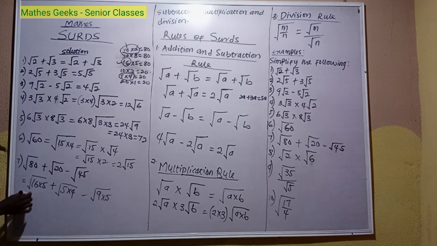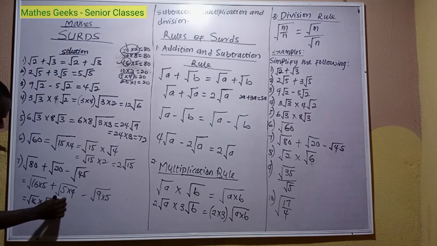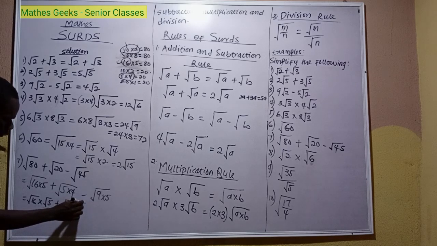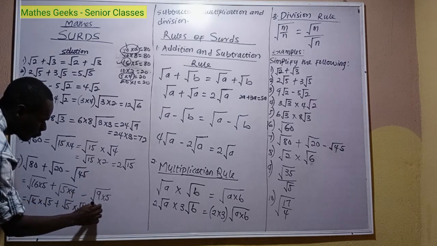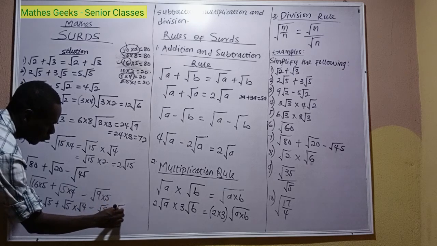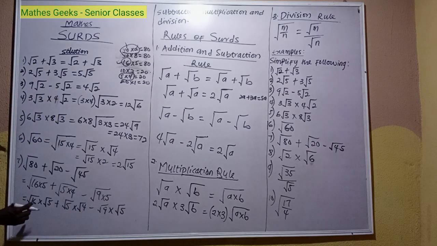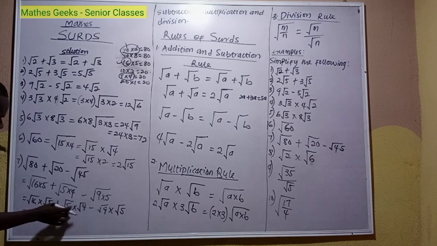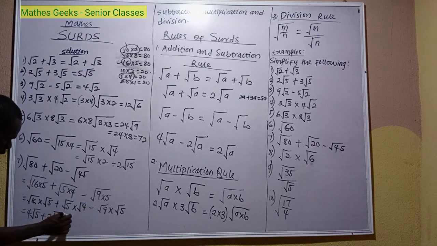So let's simplify. The square root of 16 times 5 is root 16 times root 5, plus root 5 times root 4, minus root 9 times root 5. And this is equal to, root 16 is 4, so 4 root 5, plus root 4 is 2, so 2 root 5, minus the square root of 9 is 3, so 3 root 5.